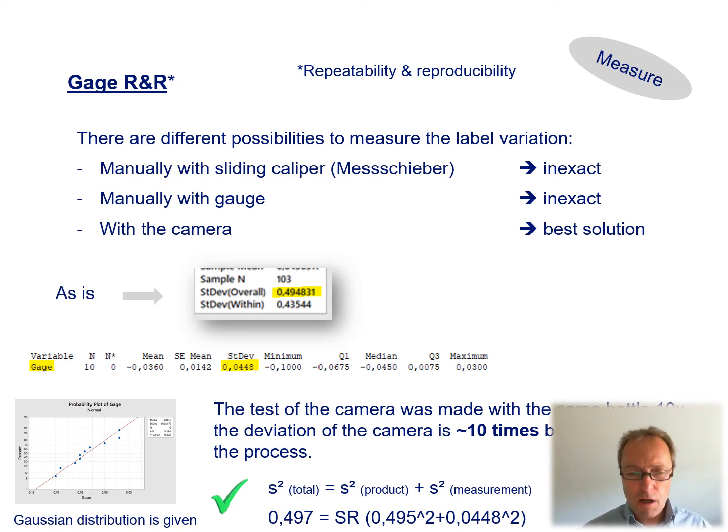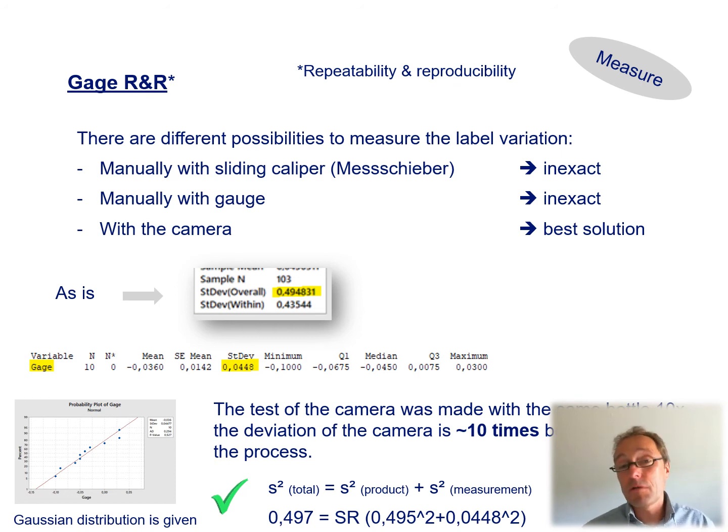But the question is, how reliable and how exact is a camera? And what we measure with it should be at least 10 times better than what we want to figure out. So we also have to know how exact the camera is.